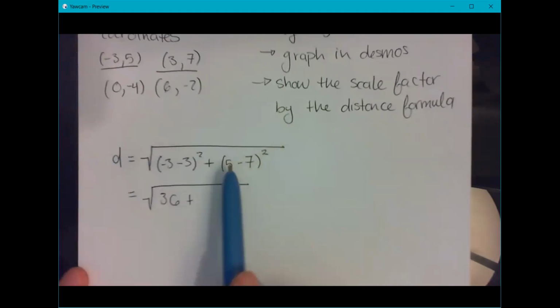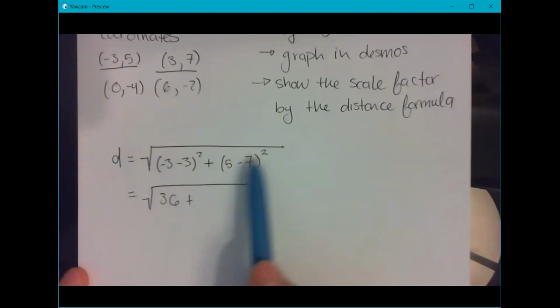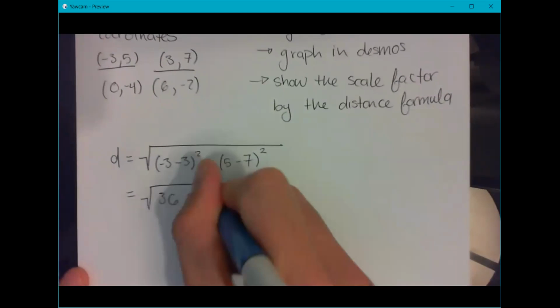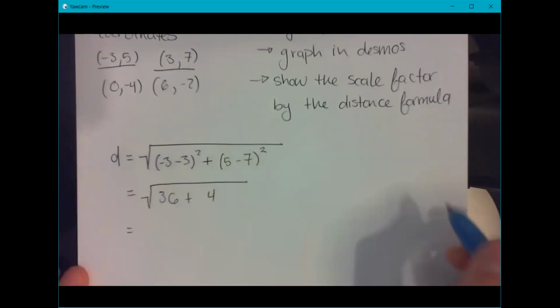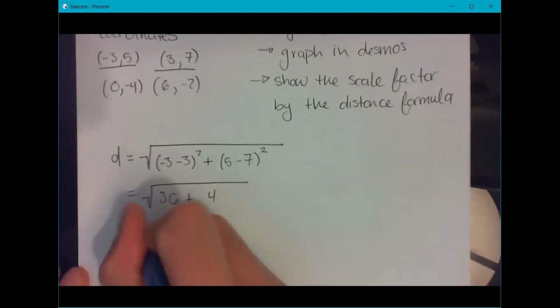Plus, what is this number squared? And then one other update is you'll have 9. So this is equal to the square root of 40.